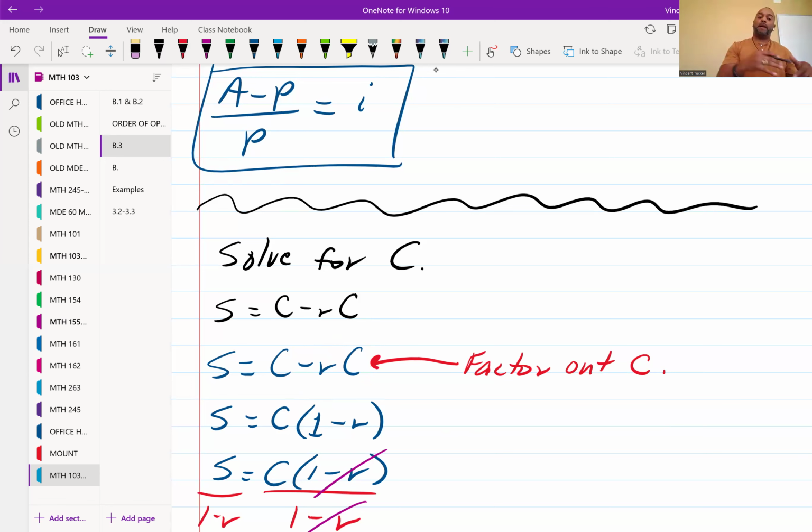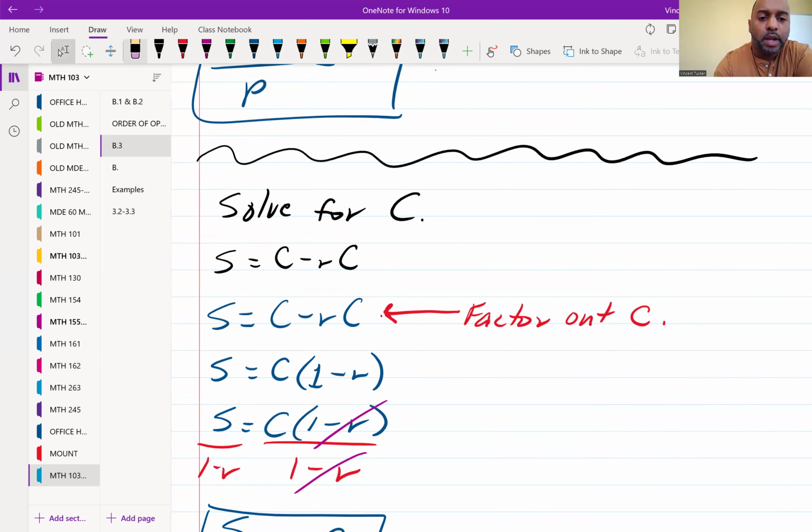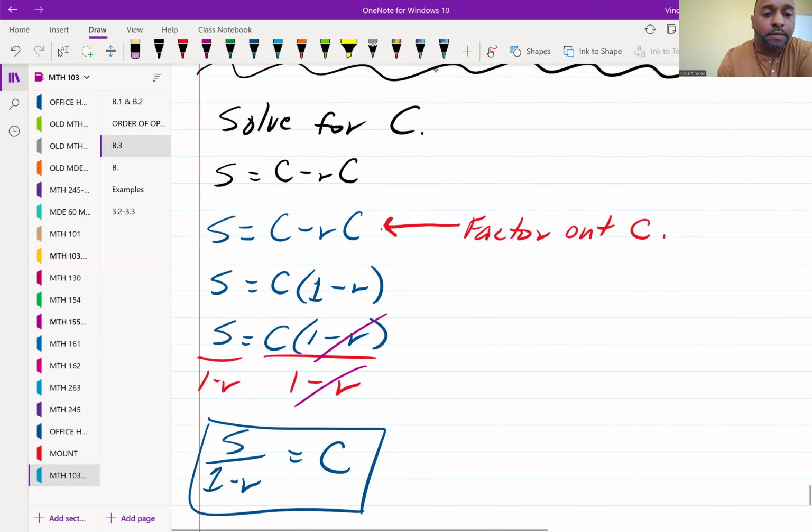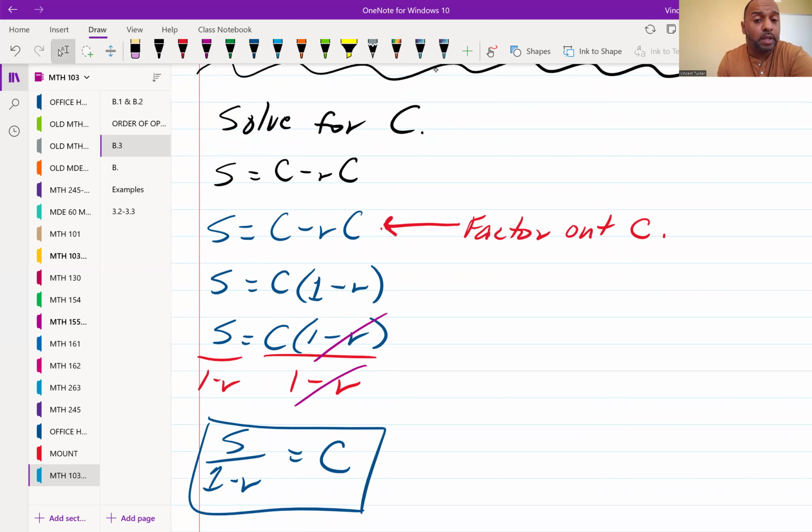Now, whenever I factor, if I multiply it back out, I should get what I originally had. So in other words, C times R is RC. So that lets me know I got back what I originally had. So when you talk about factoring, you can always check that you have the correct factorization by just multiplying it back out. So we pull C out. So now we have a single C, and we have C times 1 minus R. I need to get that 1 minus R off of C, so I divide both sides by 1 minus R. And that cancels on the right. And on the left, I have S over 1 minus R. And that's my answer. C is equal to S over 1 minus R.